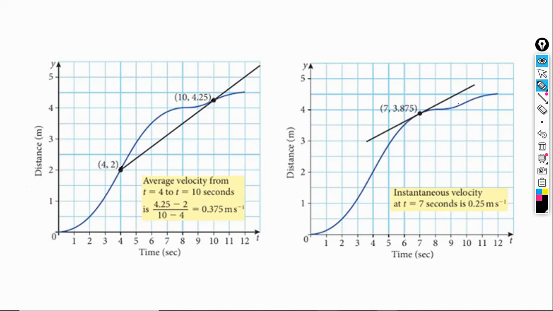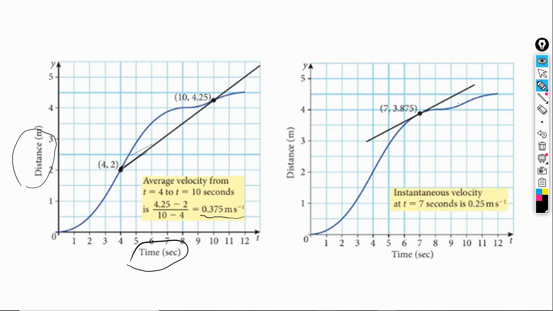So since this is a distance over time graph, the slope of this line that we see here going through those 2 points would represent an average velocity in that time interval. So from t equals 4 to t equals 10 seconds, you have an average velocity of 0.375 meters per second. So what calculus deals with is what we see here on the right.